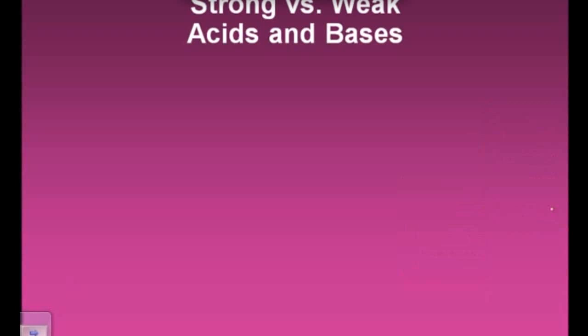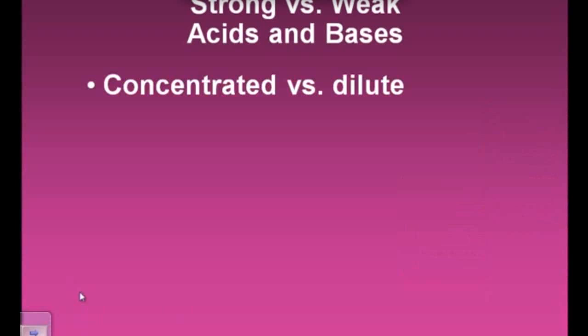Strong and weak acids and bases. Now, it's easy to confuse the terms strong and weak with dilute and concentrated. If I have a dilute versus a concentrated acid, say 1 molar or 0.001 molar or 10 molar, these tell me whether it's dilute or concentrated.